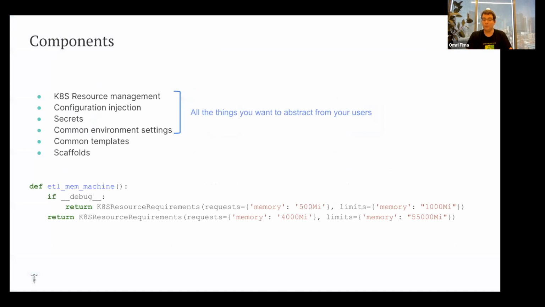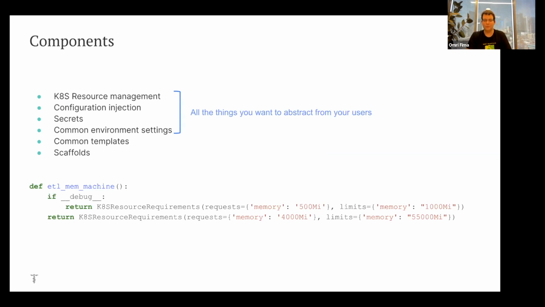So let's talk about components, and see a little bit how they work. Components in our basic might be things that you might want to abstract from users, for example, Kubernetes resource management, configuration injection, how you handle secrets, how you handle common environment settings and things like that. There might be common templates that will help you create more opinionated pipelines and make your developer life a lot easier. And there might be scaffolds that will help you to develop things a lot quicker.